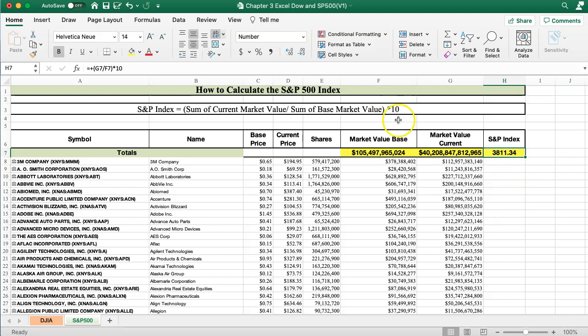Why is it multiplied by 10? Because in the beginning the index was very small, and this just helped it get bigger. There's no real other reason than that for that part of the formula, and that's how you'll calculate.